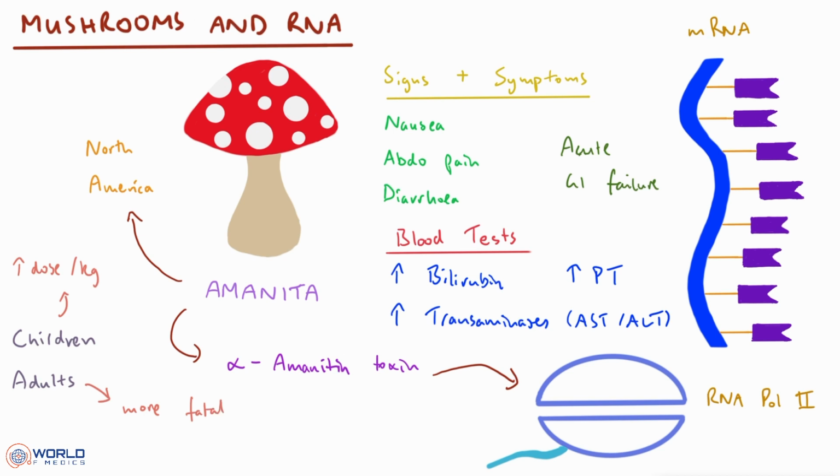Now, if we look at the overall mortality of ingestion of Amanita mushrooms, that ranges anywhere from 10 to 60%. So this has a very significant mortality rate. There you go. That's a quick overview of how mushrooms can kill humans and affect RNA.